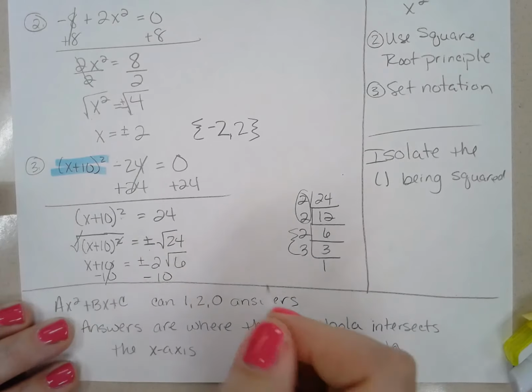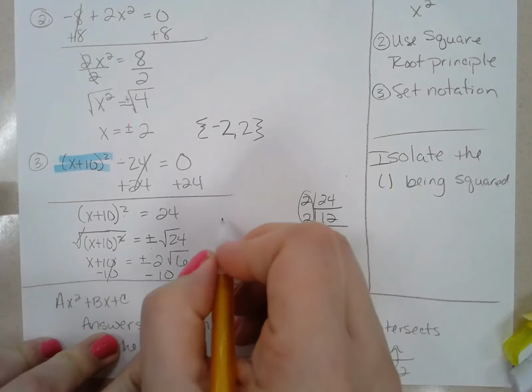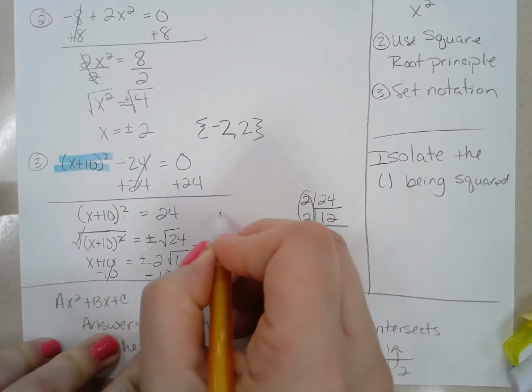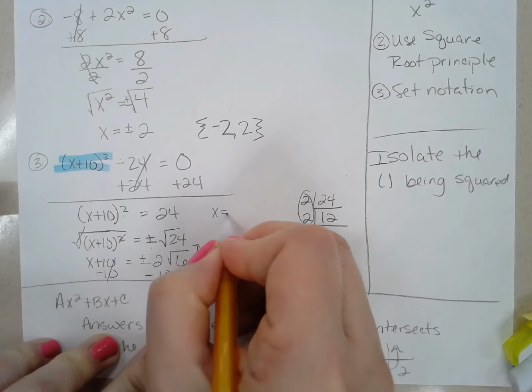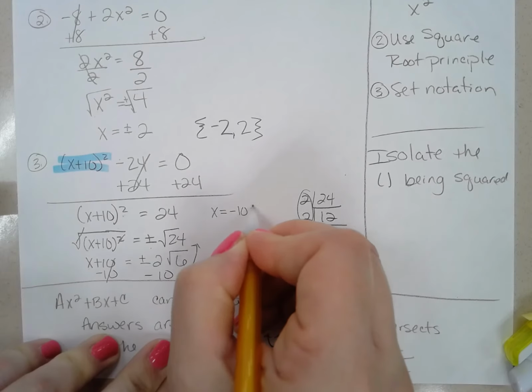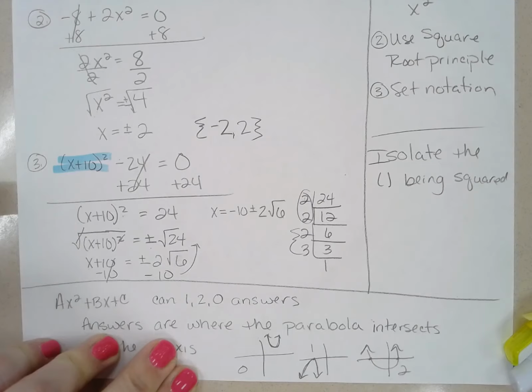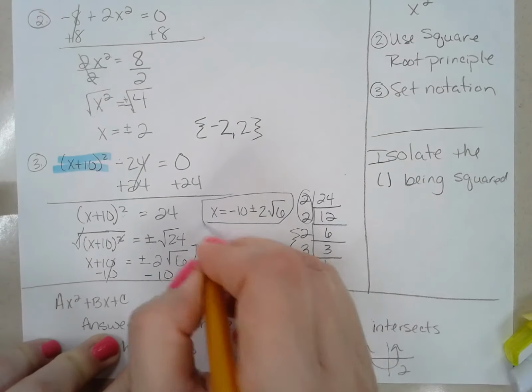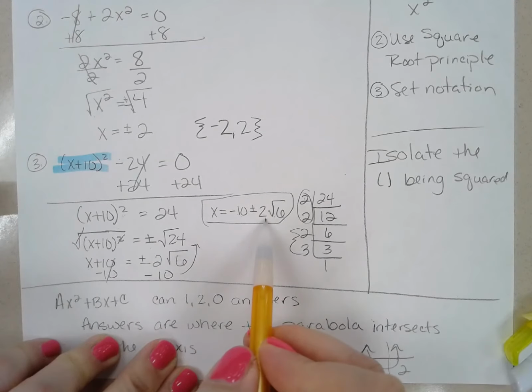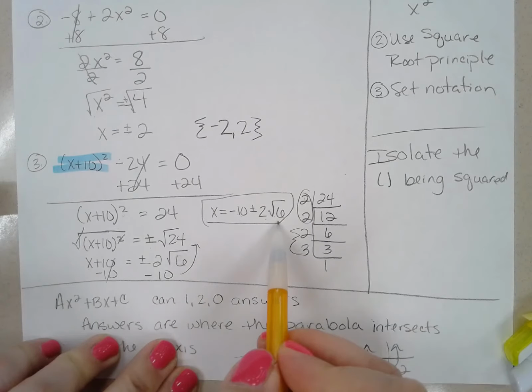This is running out of space really badly. So I'm going to come right up here. We're going to say x equals negative 10 plus or minus 2 square root of 6. You can't actually combine these two things together because this doesn't have a square root and this does.